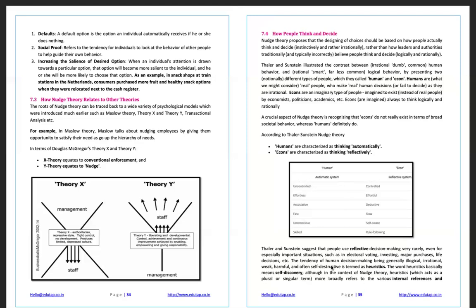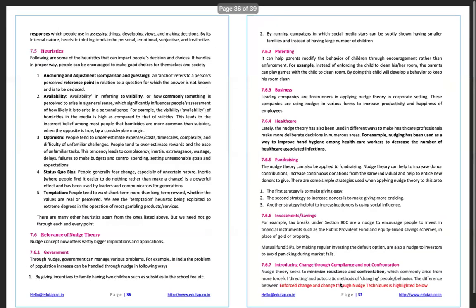The word heuristics basically means self-discovery. मतलब जो भी खराब डिसीजन लेना illogically, irrationally, उल्टा सीधा या weak या harmful उसको टेंडेंसी को heuristics बोलते हैं. It means self-discovery. Although in the context of nudge theory, heuristics, which act as a plural singular term, more broadly refers to the various internal references and responses which people use in assessing things, developing views, and making decisions by its internal nature.